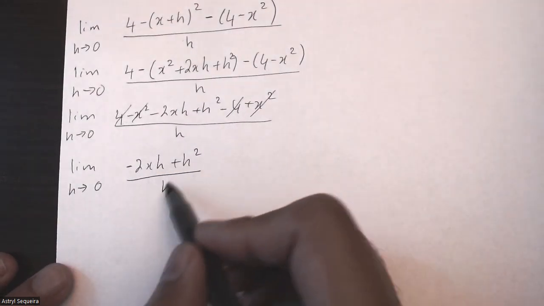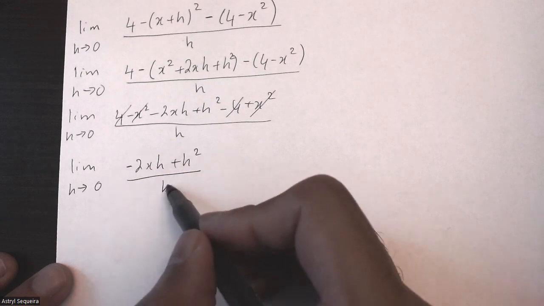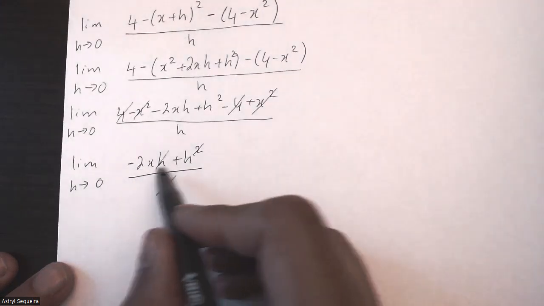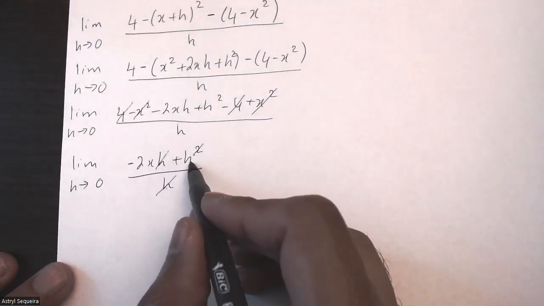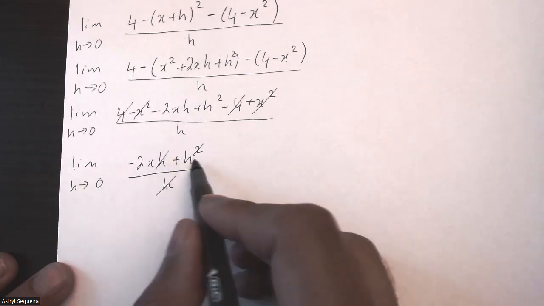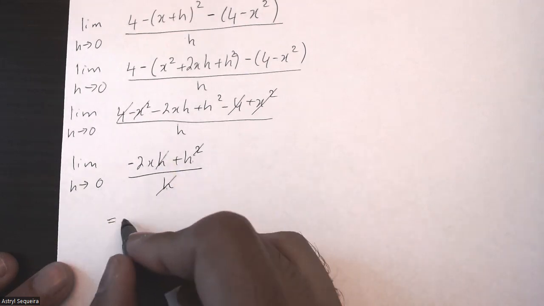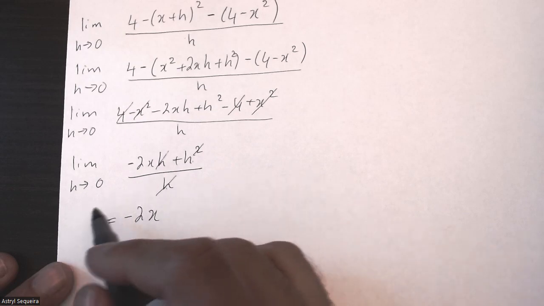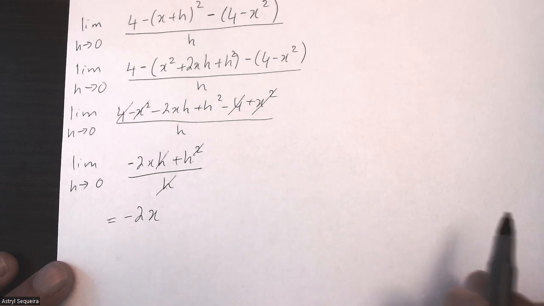And now I can just cancel an h from all three terms. You could factor out as well, but I'm going to save a bit of time, just cancel it like that. So I'm just left with negative 2x plus h, and then once I cancel out the h's, I can sub in h as 0. So that's just negative 2x. This is basically the slope of the entire equation.